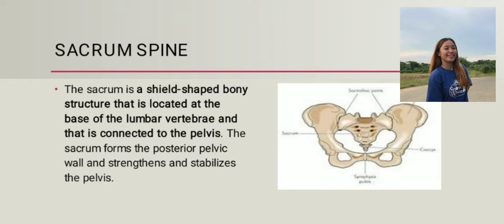Sacrum spine. The sacrum is a shield-shaped bony structure that is located at the base of the lumbar vertebrae and that is connected to the pelvis. The sacrum forms the posterior pelvic wall and strengthens and stabilizes the pelvis.